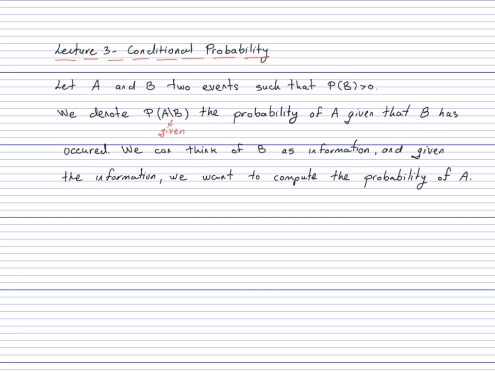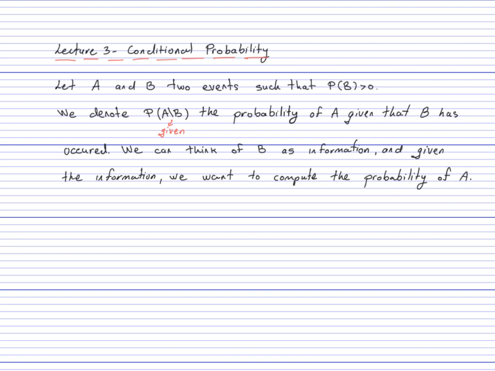So what is conditional probability? Suppose that you have two events, A and B, such that the probability of B is positive. We denote the probability of A given B, the probability of A given that B has occurred. Okay, so now I'm going to ask what is the probability of A given that B has occurred. We can think about B as information, and the question would be, given this information, what is the probability of A? So here's the definition.